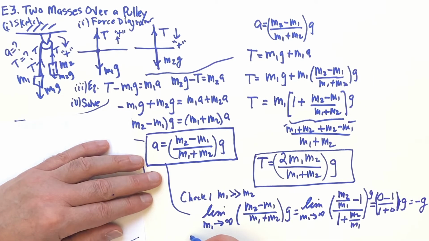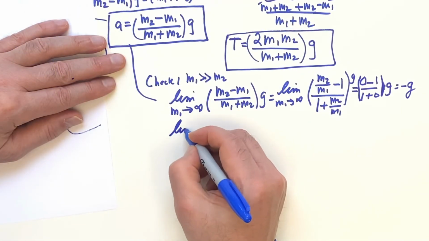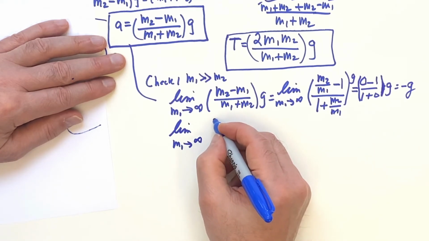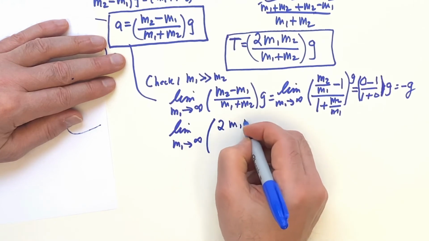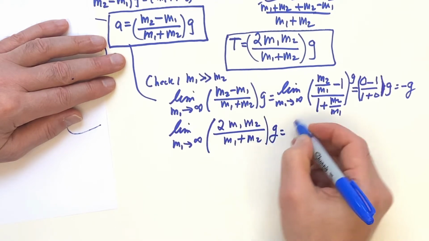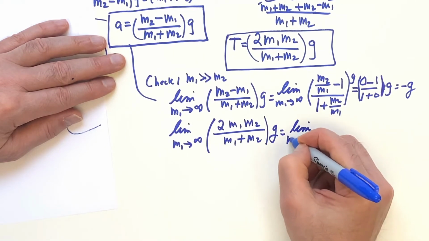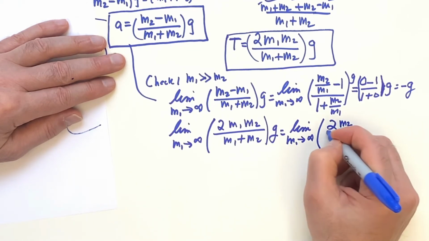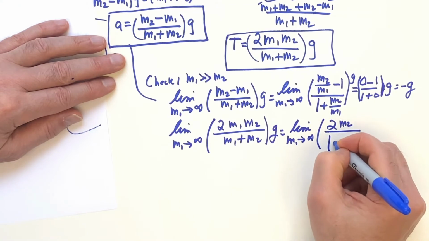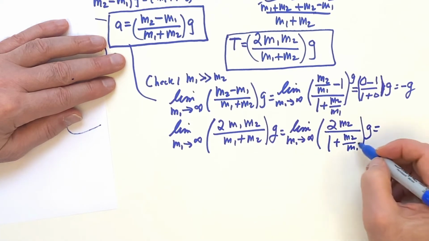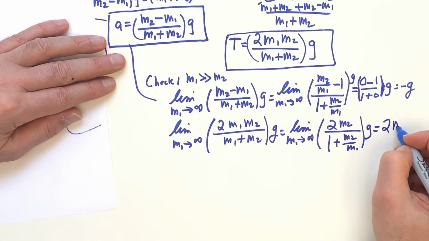And what happens, the tension, let's go with the tension. So the tension here is you take the limit as m1 goes to infinity of the tension, 2m1 m2 over m1 plus m2, like this. We get the limit as m1 goes to infinity of 2m2 over 1 plus m2 over m1, and you wind up with 2 m2g.